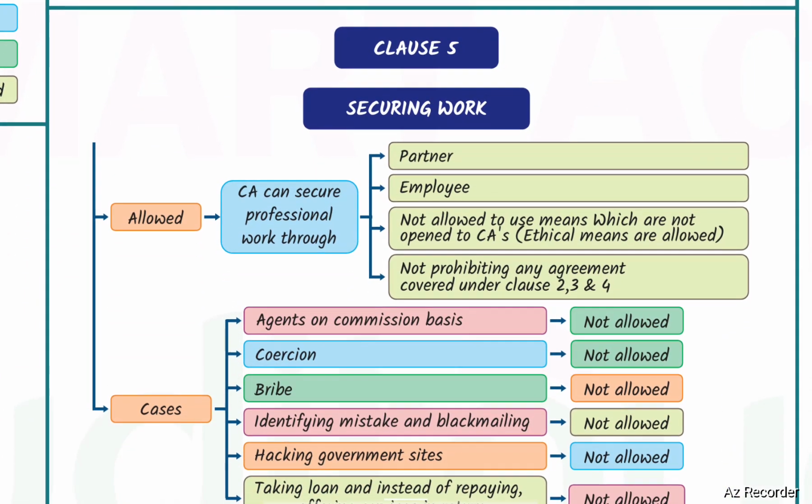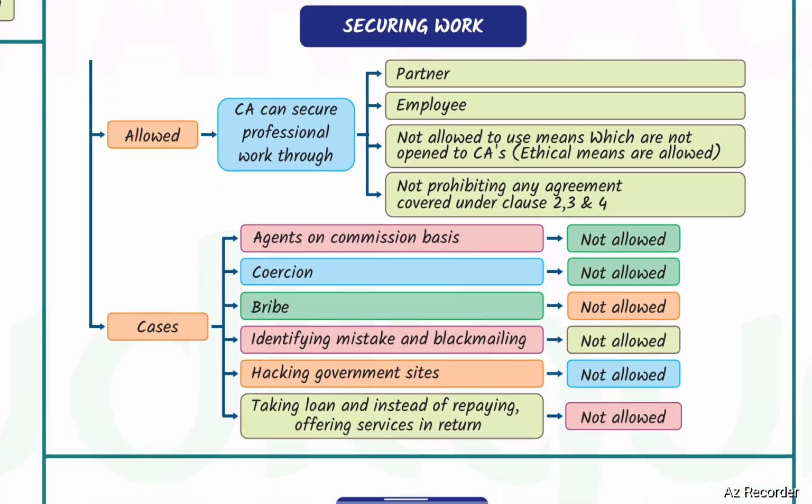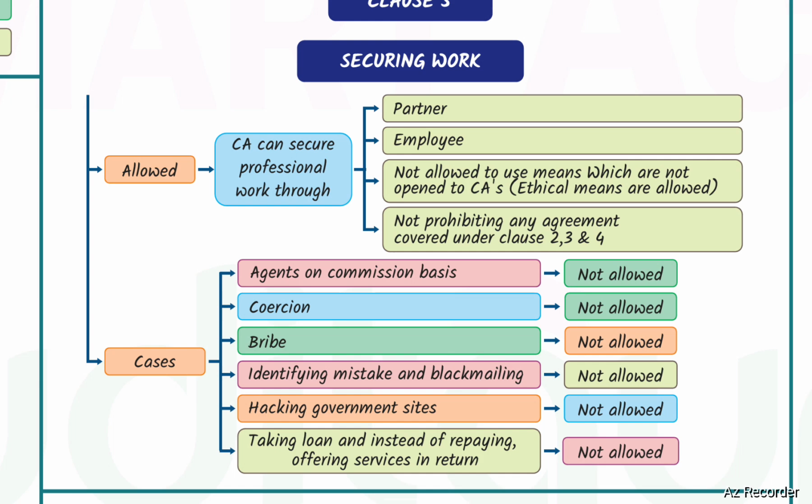Clause number 5, secures work. Allowed: CA can secure professional work through partner, employee; not allowed to use means which are not open to CA. Ethical means are allowed, not prohibiting any agreement covered under clause number 2, 3, 4. Cases: agents on commission basis, not allowed; coercion, not allowed; bribe, not allowed; identifying mistake and blackmailing, not allowed; hacking government sites, not allowed; taking loan and instead of repaying, offering services in return, not allowed.